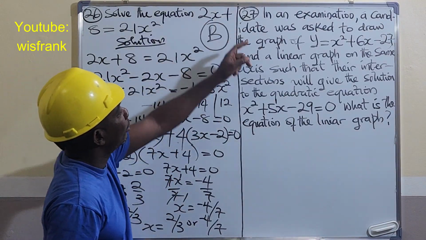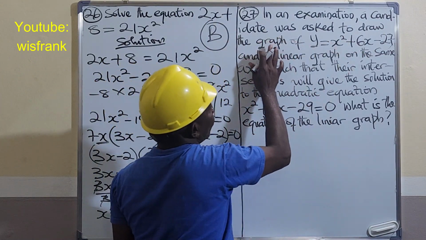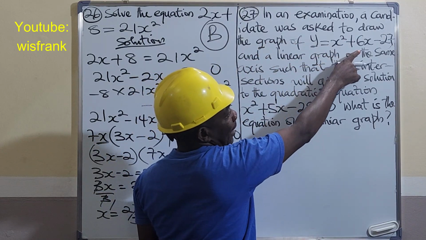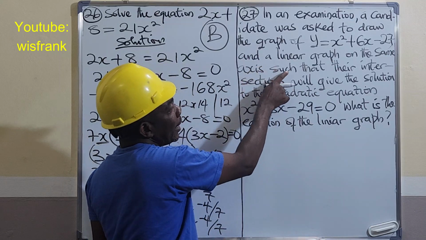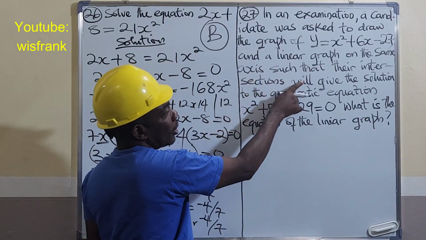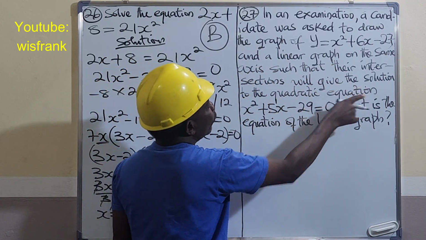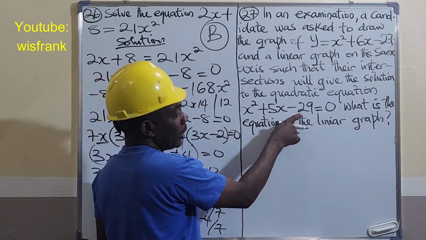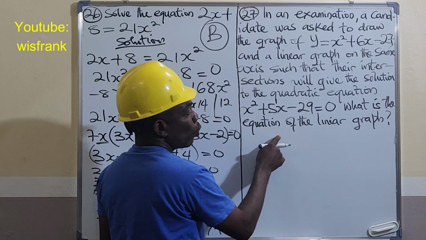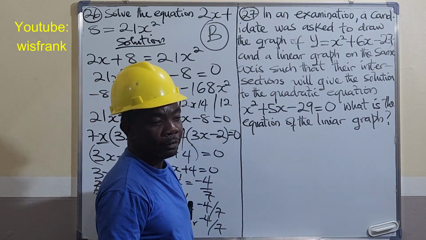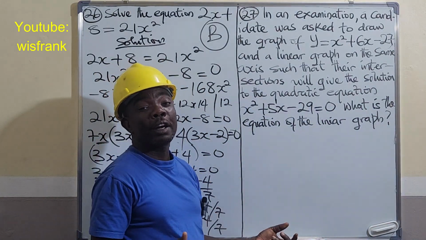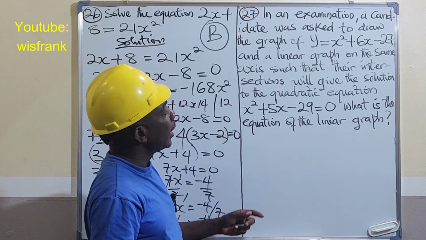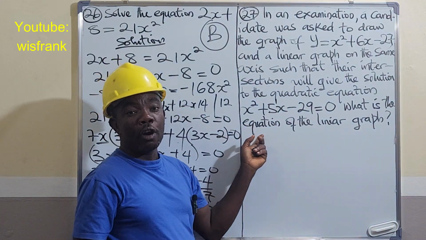So we have question 27. In an examination, a candidate was asked to draw the graph of y equals x squared plus 6x minus 27 and a linear graph on the same axis such that their intersection will give the solution to the quadratic equation x squared plus 5x minus 29 equals 0. What is the equation of the linear graph? So these are the two graphs that were plotted on the same sheet of paper. We need to find the equation of the linear graph.